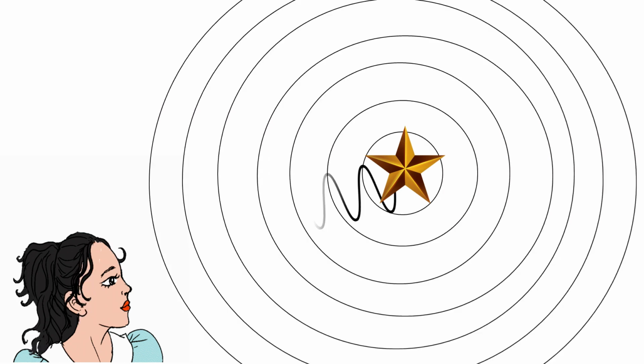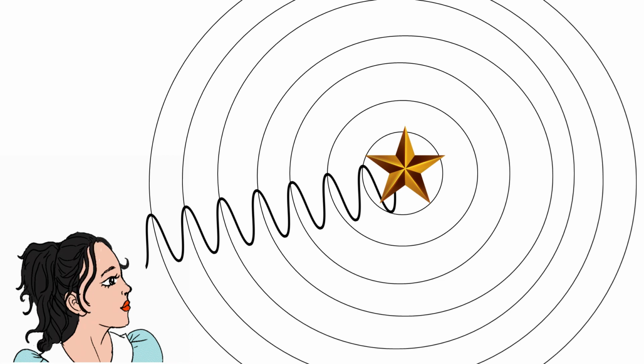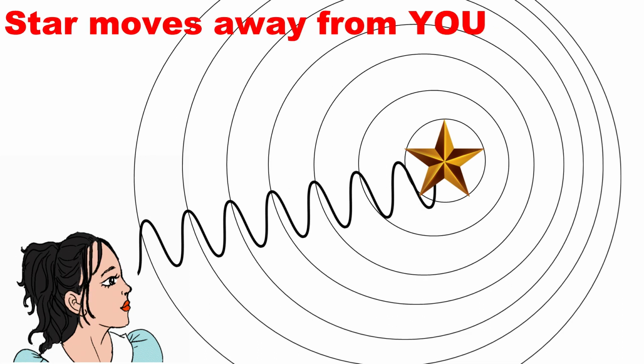What if this yellow star is moving away from you? We cannot find out its movement even through the telescope. So the star moves away from you.